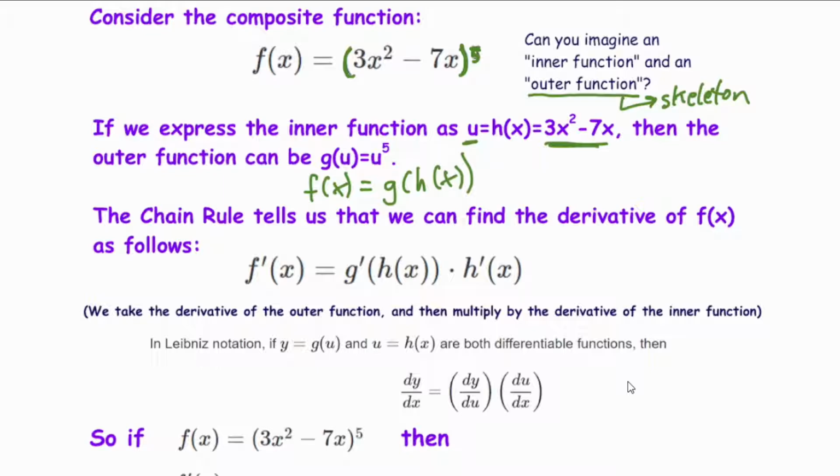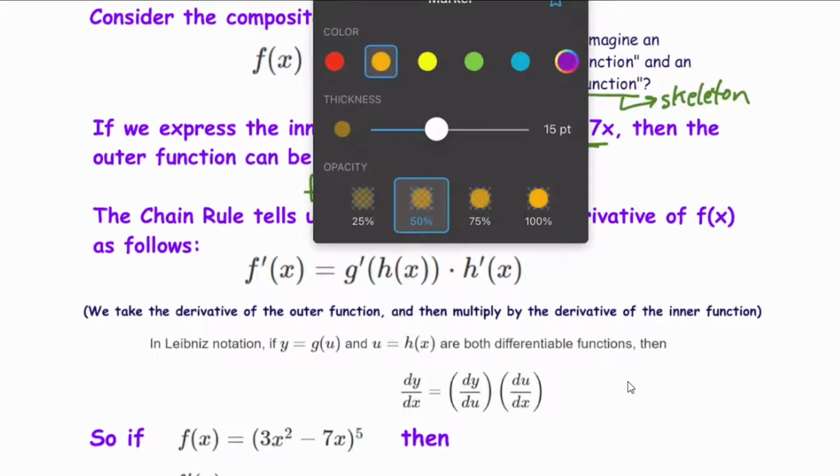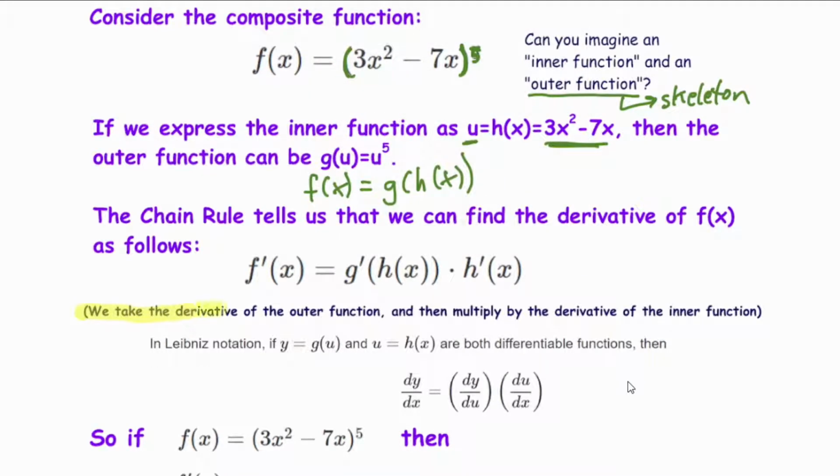So let's read here. We take the derivative of the outer function, which is our g of x, and then multiply by the derivative of the inner function. So in our example here, the derivative of the outer function was my g prime x, and multiply by the derivative of the inner function, which was h prime x.